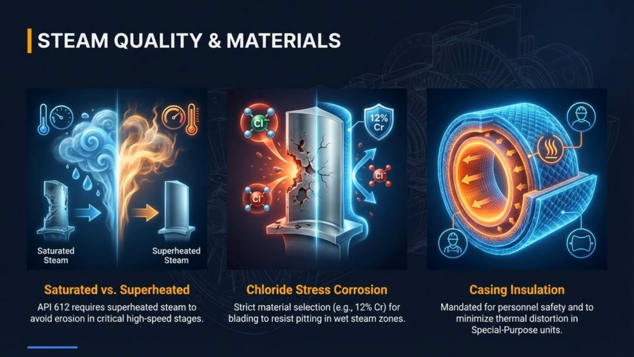Steam quality is non-negotiable for special purpose units. API 612 requires superheated steam to prevent erosion in critical high-speed stages. We also see strict material selections such as 12% chromium for bleeding to resist chloride stress corrosion. Additionally, casing insulation is mandated for personal safety and to minimize thermal distortion.